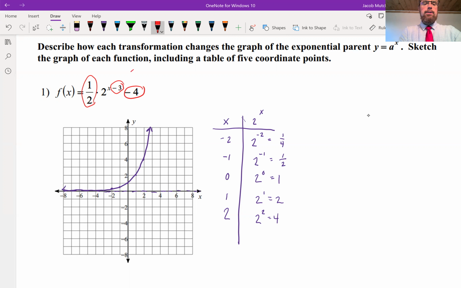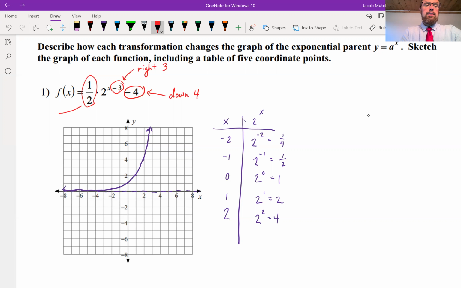The horizontal translation is determined by the number either added or subtracted to x. And remember, we go opposite the sign. So if I'm seeing -3, my prediction is that this will move the parent function to the right 3. Now, for the up-down motion, that's the number that's either added or subtracted to the end of the function. And we follow the sign on that one. So if it's saying -4, my prediction is that it will move the graph down 4. So I predicted that it will move the graph right 3, down 4.